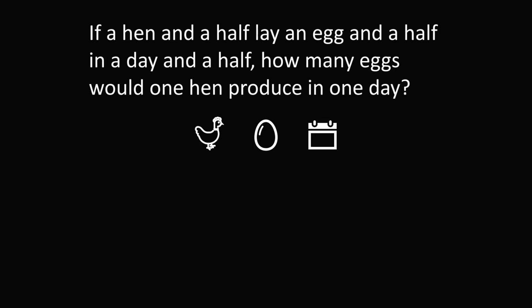So here's what many people think. You have a hen and a half, which is 1.5, an egg and a half, which is 1.5, and a day and a half, which is 1.5. So if you scale this down from 1.5 to 1 hen, and you scale the days down from 1.5 to 1, how many eggs would you produce? It would seem natural that you would scale this down, and this would be 1 as well.